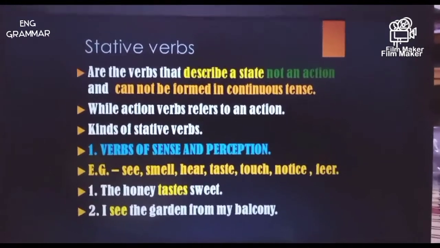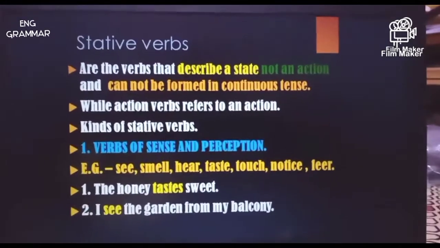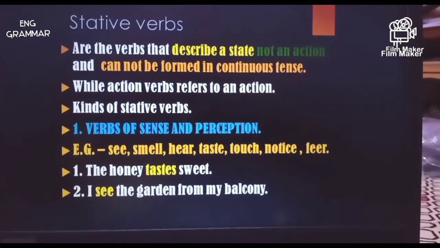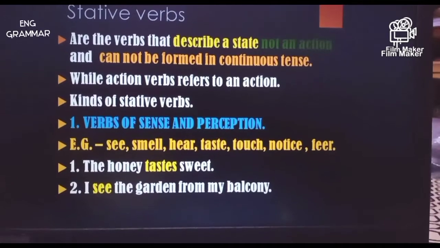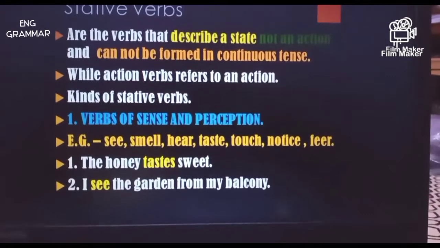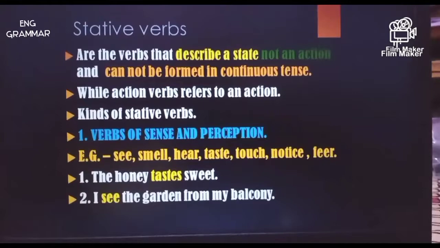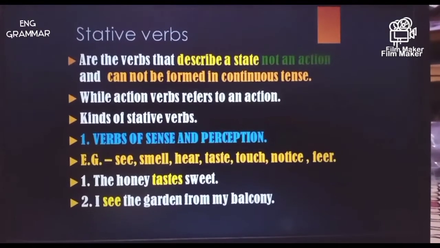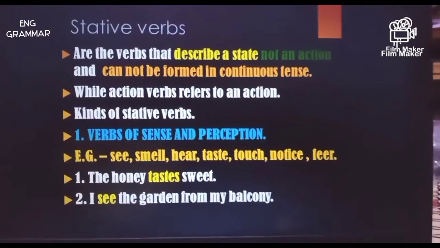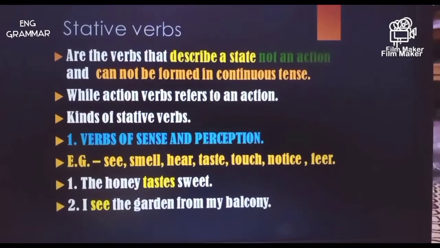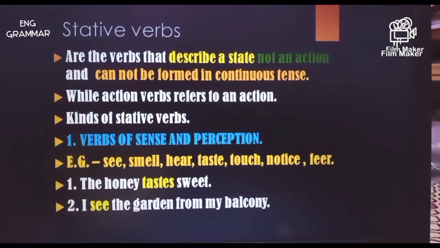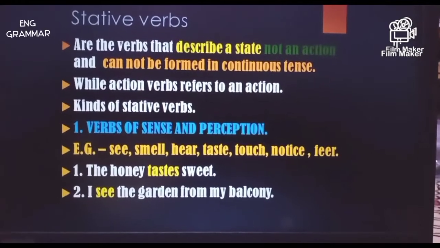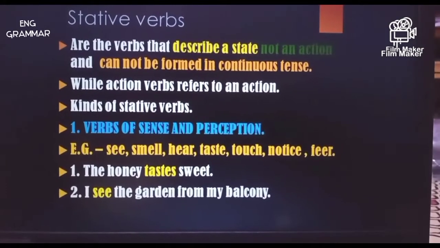So there are some kinds of stative words, which we will look into in the remaining part. Let's see the kinds of stative verbs. The first one is verbs of sense and perception. We have the five senses and perceptions. Look at the examples: see, smell, hear, taste, touch, notice, and fear. These are verbs used to show sense and perception.